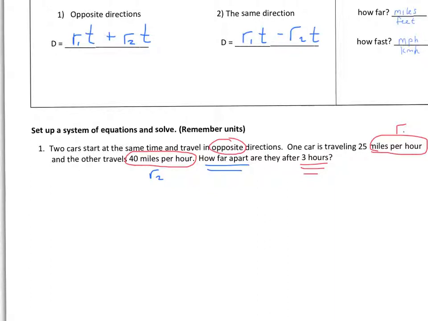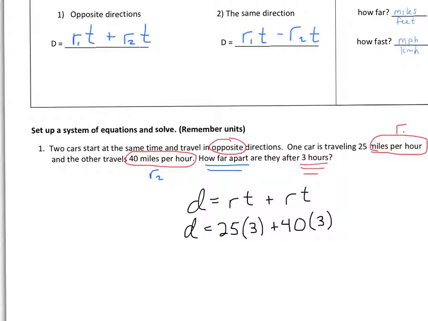All right, so we're going to use our opposite direction formula, which is distance equals rate times time plus a rate times time. So the distance they're traveling, we don't know. So that's equal to your rate times time, which would be 25 for the first car, traveling for 3 hours, plus 40 miles per hour of the second car that was also traveling for 3 hours. So all we have to do is evaluate that expression. Put that in the calculator: 25 times 3 and 40 times 3, add them up.